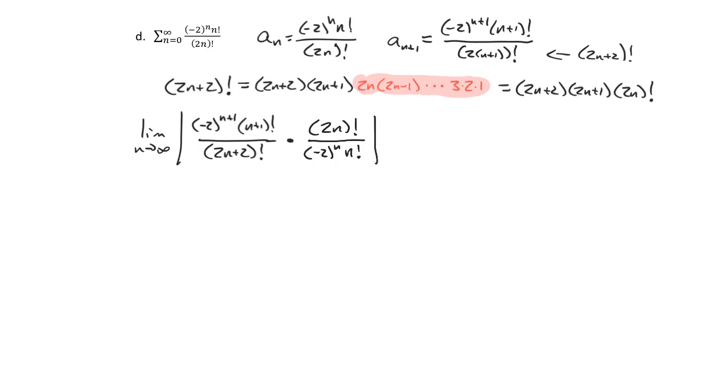Okay? Group things that are alike together. We have the limit as n goes to infinity, absolute value, the powers of negative 2 can go together, negative 2 to the n plus 1 divided by negative 2 to the nth. The factorials without the 2s in them should go together, so the n plus 1 factorial over the n factorial, and the ones that do involve the 2 will go together as well. They're kind of similar.